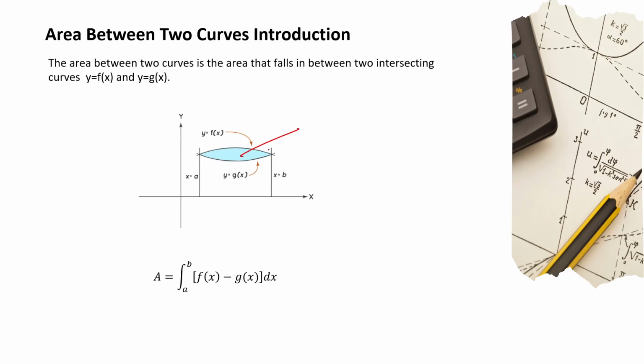That is the intersecting curves y is equal to f of x and y is equal to g of x. So area is equal to f of x, this is the upper, minus g of x, the lower. So this is the upper equation and the lower equation, or the function, with the limits from a to b. So these are the boundaries, from a to b, with respect to x.